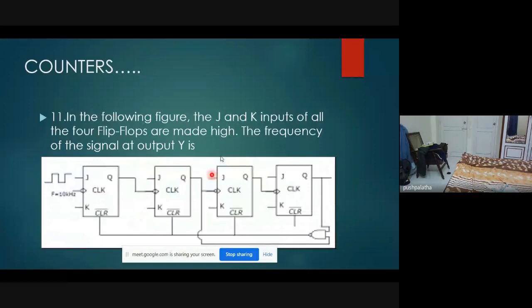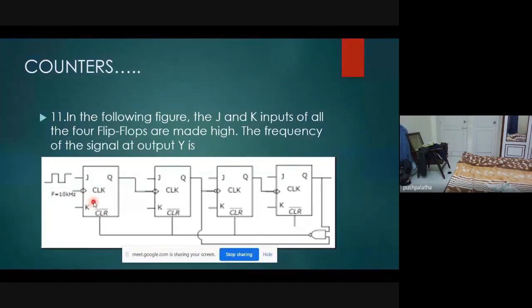This is also based on counter only. In the following figure, the J and K inputs of all the 4 flip-flops are made high. Always read the conditions carefully. The J and K inputs of all 4 flip-flops are made high. So when J and K are high, what will be the output?